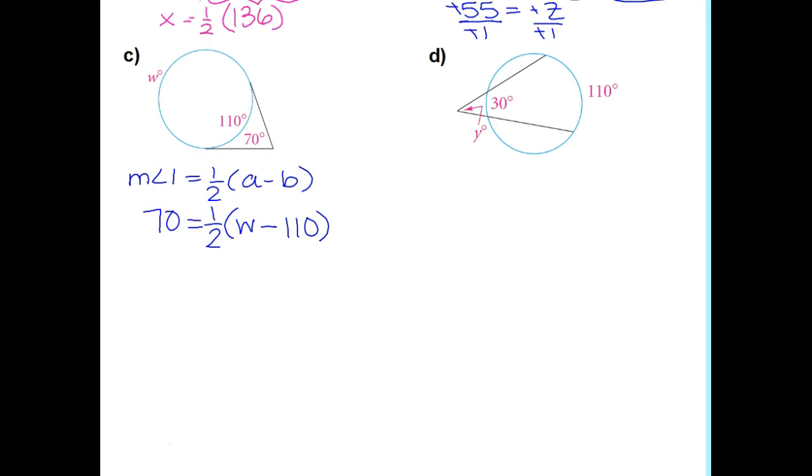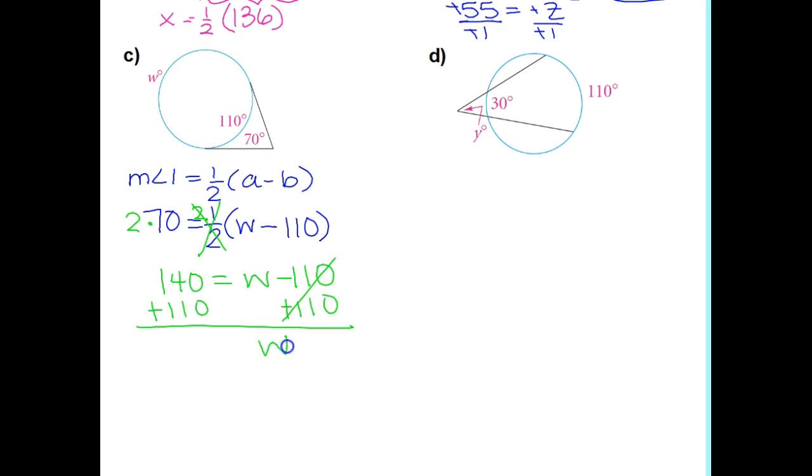So just like the last one that we did, we want to get rid of this fraction first because we have to get at W by itself. So multiply by 2 on both sides. That gets rid of our fraction here. 2 times 70 is 140. W minus 110. To get W by itself, all we have to do is add 110. So W is equal to 250 degrees.